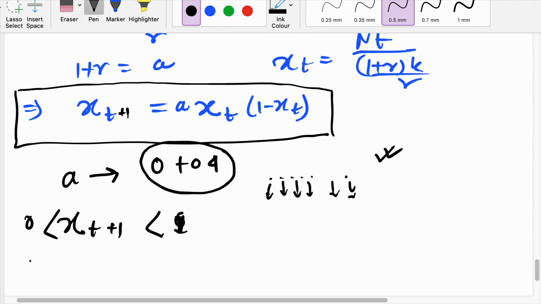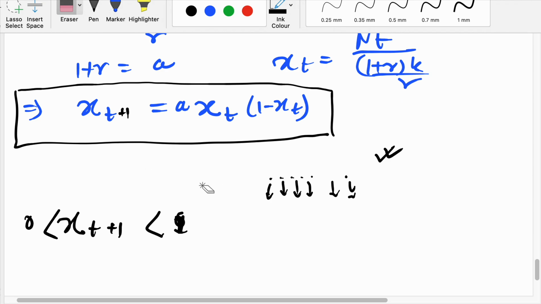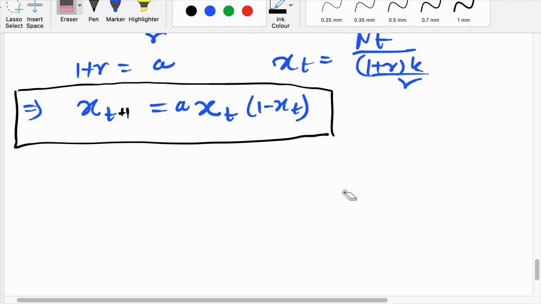Yeah, but this A between 0 to 4 means what? It means a's value. Okay, let me go by this. So the value of xt has to be less than 1 and greater than 0. So this is a fraction, so it could not be greater than 1.